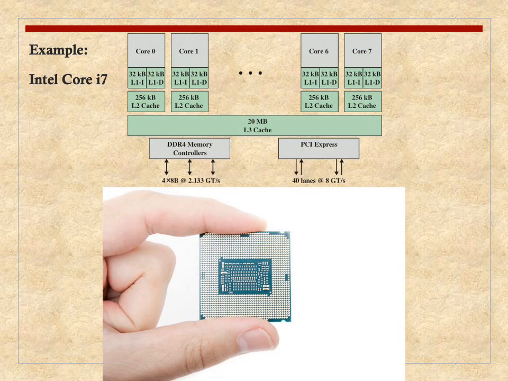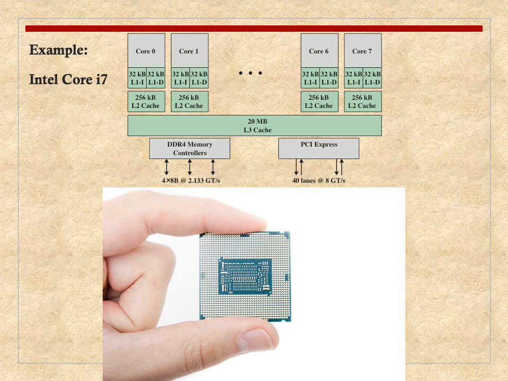Here we have an example of a multi-core chip, which is the Intel Core i7 that you might have in your laptop or desktop computer. The figure at the top illustrates the layout of the chip. We have the cores, they are numbered from 0 to 7, and each core comes with two levels of local caches, L1 and L2. You can see that the local caches have quite a small capacity. For instance, the level 2 cache has a capacity of 256 kilobyte.